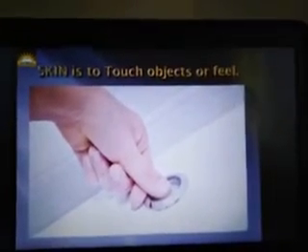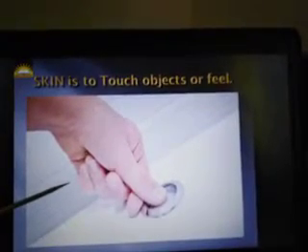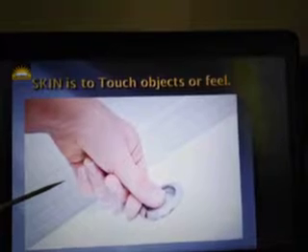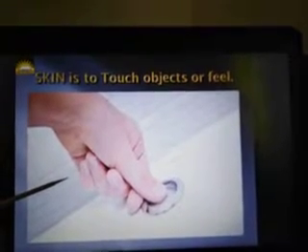Skin is to touch the objects or feel it. With the help of hands or with the help of whole body skin, we can feel the temperature or different things around us.